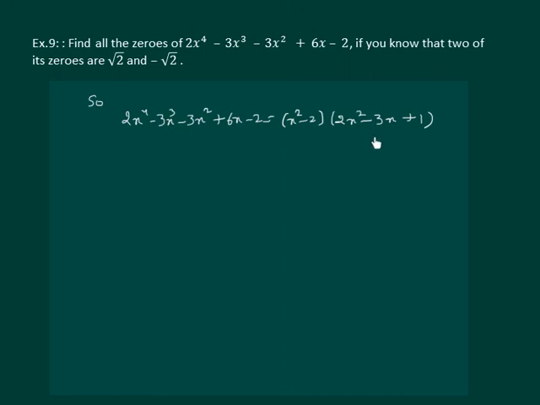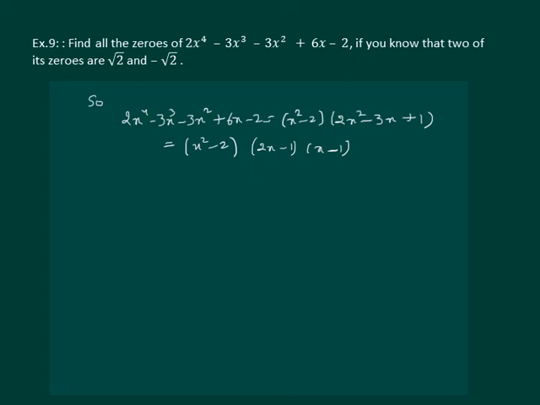So we can write the following expression and further solve the quadratic equation by splitting the middle term and solving. We get the following expression. Now these three are the factors of given polynomial, and to find the zeros we have to equate them to 0. We already know that x square minus 2 will give us root 2 and minus root 2.